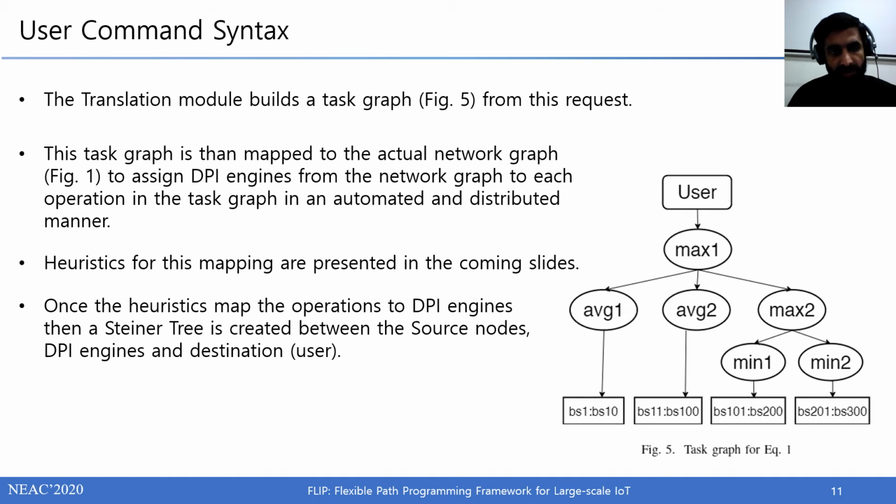So the heuristics for this mapping are presented in the coming slides, how these actions are actually mapped to the actual network. Once the heuristics map the operations to the DPI engines, a Steiner tree is created between the source node, the DPI engines and the destination, and the data is processed and sent.